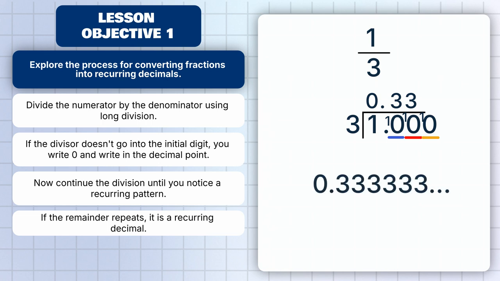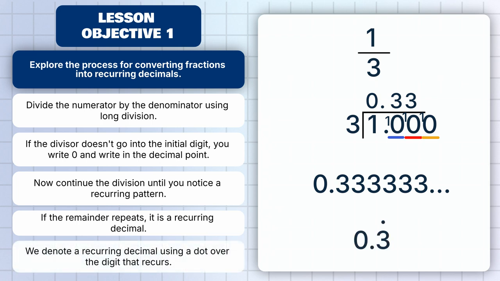0.3333, continuing forever. As we move down each position from our initial divider, which was looking at the units column, to then looking at the tenths, hundredths, thousandths, etc., each time the answer was 3 remainder 1, so we can see that this would repeat forever. We denote the repeating part using a dot over the digit.